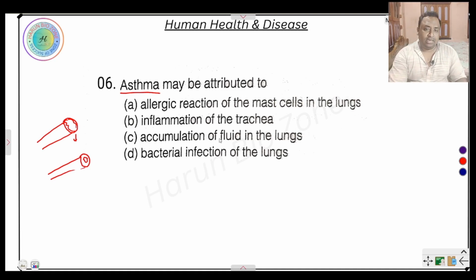The options: allergic reaction of the mast cells in the lungs, inflammation of the trachea, accumulation of fluid in the lungs, bacterial infection of the lungs. Here the correct option is inflammation of the trachea. So in this wall the inflammation occurs, so the air passage becomes narrower in size, so breathing problems occur.